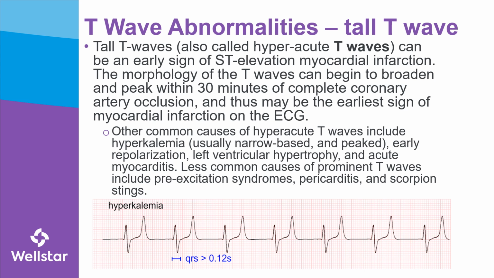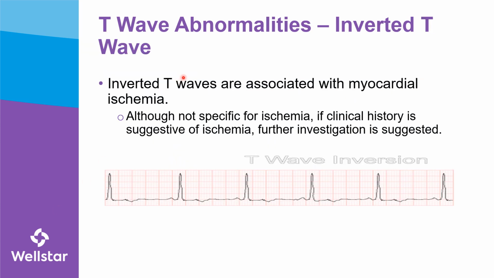Other common causes of hyperacute T-waves include hyperkalemia, usually narrow-based and peaked, early repolarization, left ventricular hypertrophy, and acute myocarditis. Less common causes of prominent T waves include pre-excitation syndromes, pericarditis, and scorpion stings. The inverted T wave. Inverted T waves are associated with myocardial ischemia, although not specific for ischemia. If clinical history is suggestive of ischemia, further investigation is suggested. You can see here where the T waves are upside down.